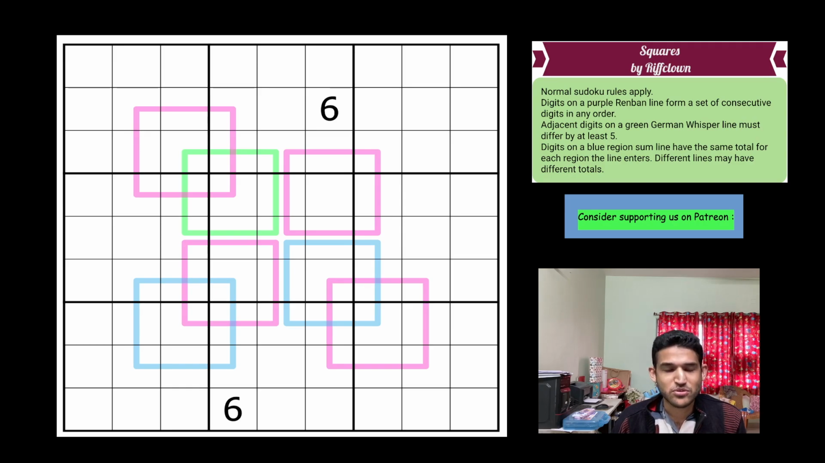I'm here to solve a Sudoku created by Riffclown, a tremendous author. This Sudoku is titled Squares, and like many of my previous Sudokus, I saw it on the Sudoku recommendation page of the CTC Discord server, and it just really tempted me to solve the Sudoku, an almost completely empty grid with just two given clues and a lot of squares you can see on the grid. I just thought I had to make a video on this no matter what. So I haven't solved this Sudoku yet, so this is going to be a live solve. So I hope you enjoy this video.